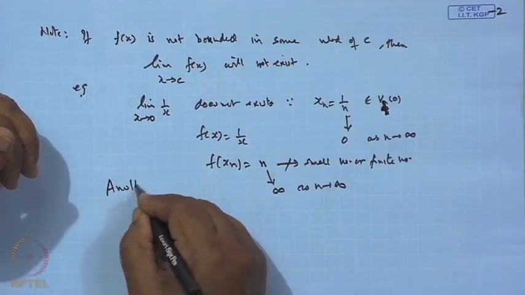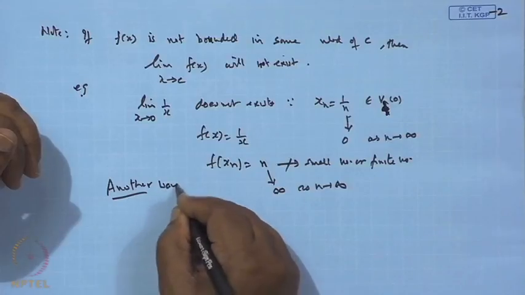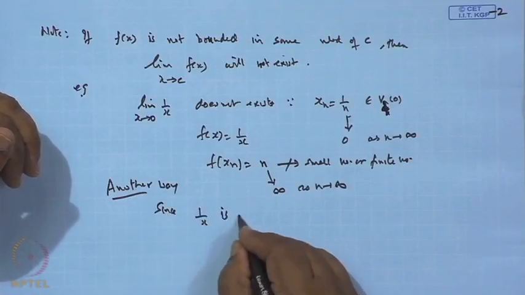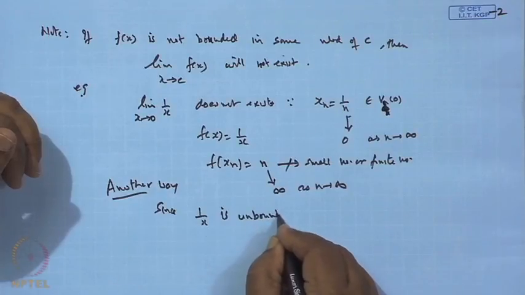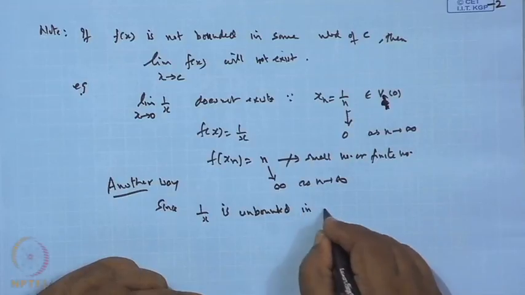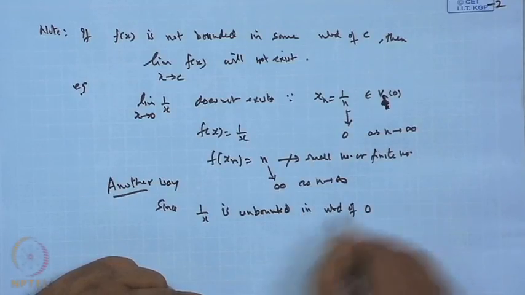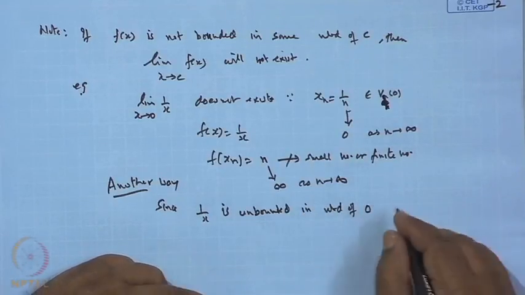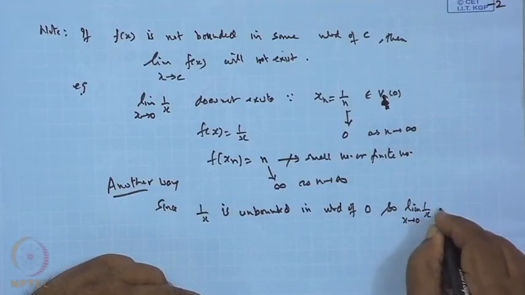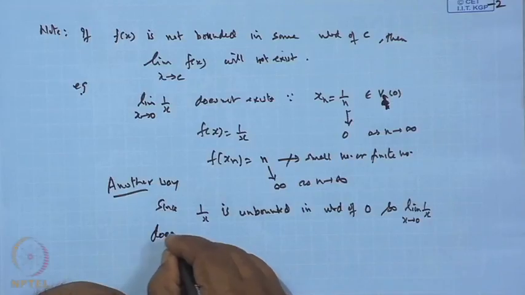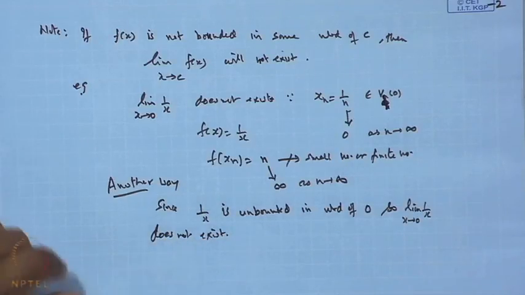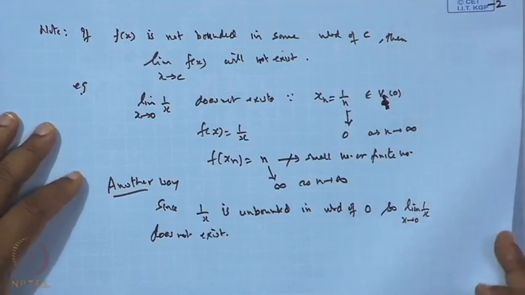Another way of justifying is that since 1 by x is an unbounded function in the neighborhood of 0, the limit of this function 1 by x as x tends to 0 does not exist. So, this is one way of doing it.